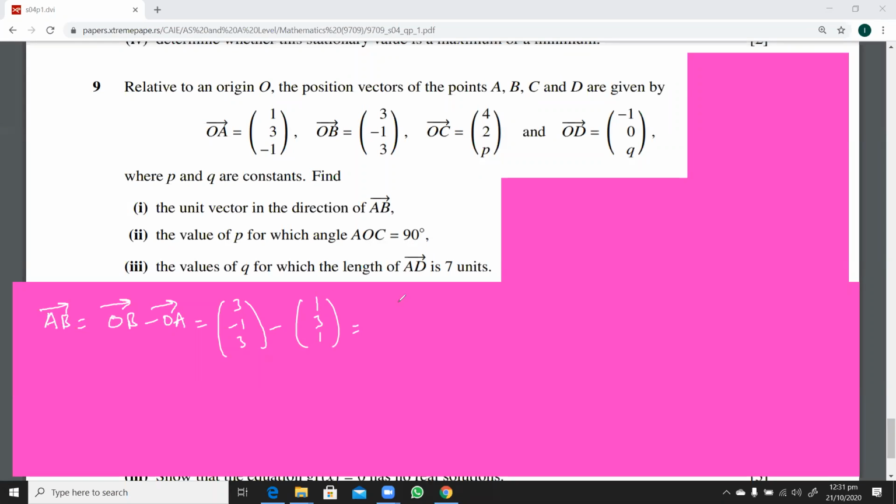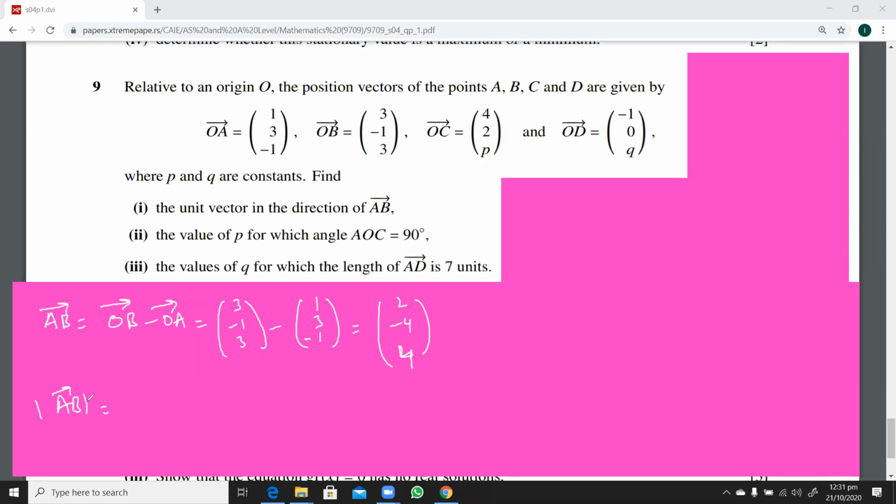Okay, this is 3 minus 1 is 2, minus 1 minus 3 is minus 4, 3 minus 1 is 2. So let's find the magnitude. 1, 3 minus 1. So this is going to be 4 over here.